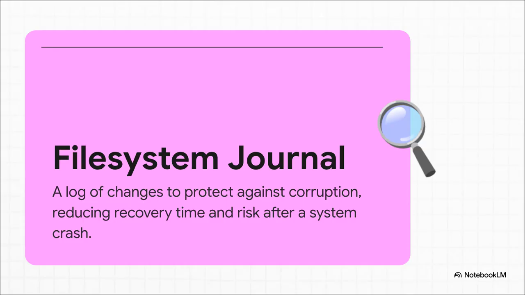So what exactly is a journal? Well, think of it like a to-do list for your hard drive. Before the system actually writes your data, it first jots down what it's about to do in this special log. So if your server suddenly loses power, when it boots back up, it just reads the journal to see what it was in the middle of doing. It can fix any problems in seconds. It is a critical safety net.